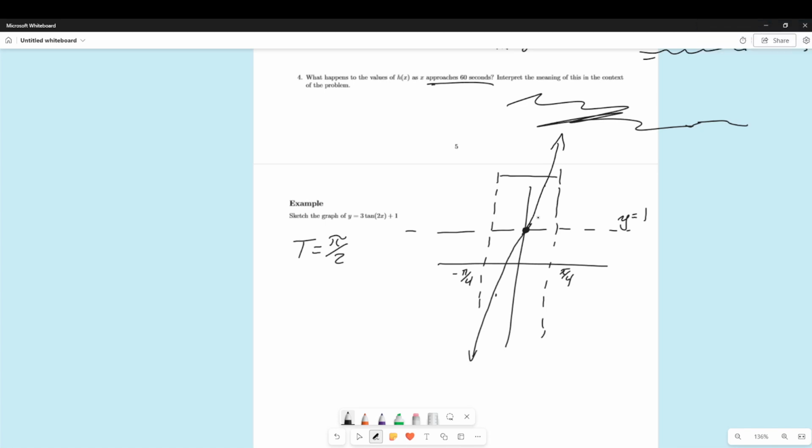So sketch or graph a tangent. And if it was cotangent, do the same thing we did up there. Our midlines become our asymptotes, our asymptotes become our midlines, and the thing flips upside down.